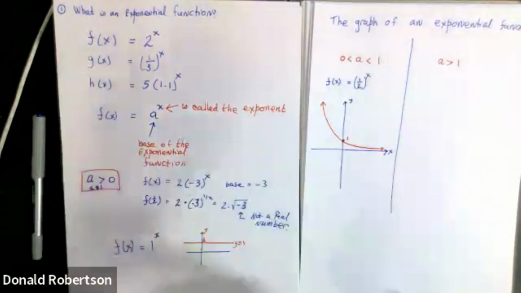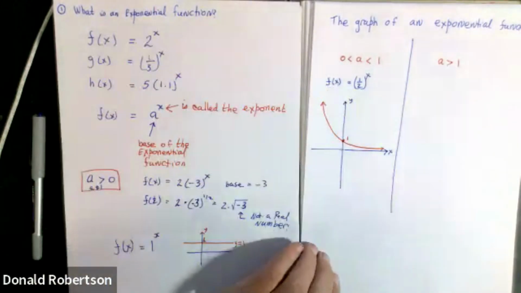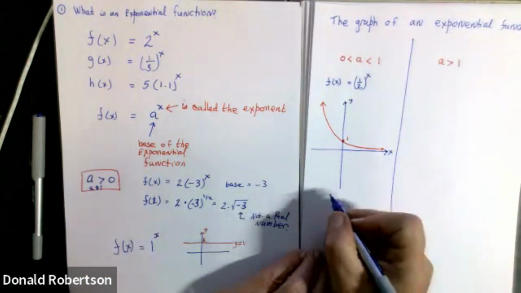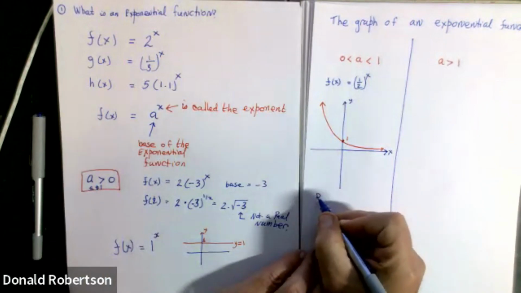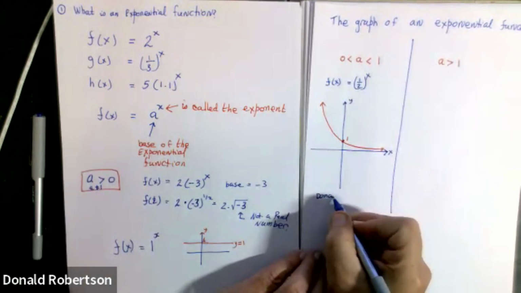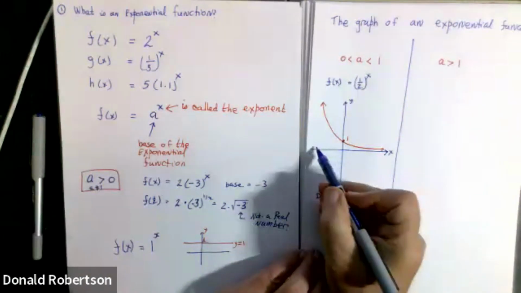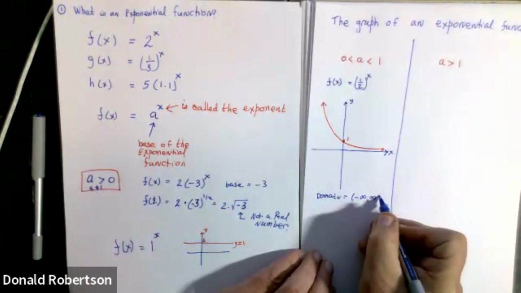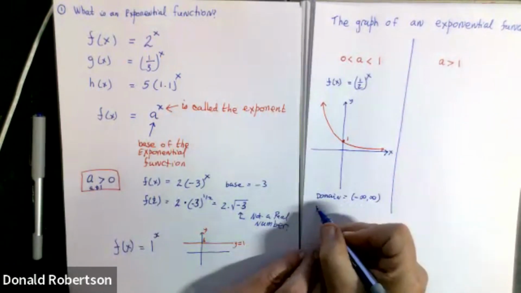Well, let's look at, basically, it looks like a children's slide, at least that's how I see it. Let's have some of its properties. Well, here's one of its properties. The domain of this function, right, the usable values of x, is all real numbers, minus infinity to infinity.